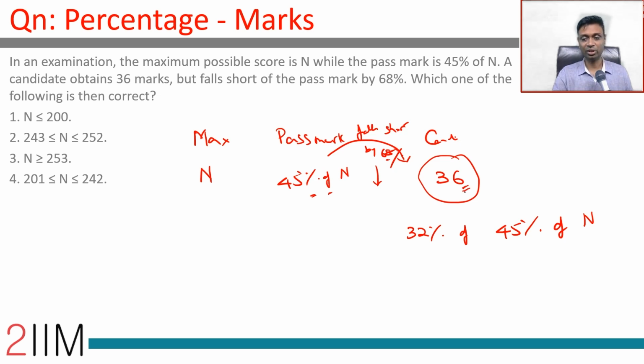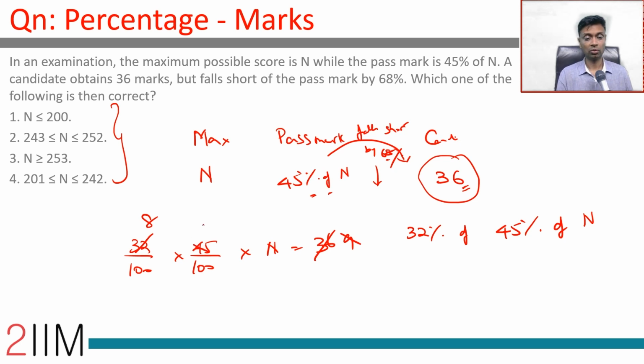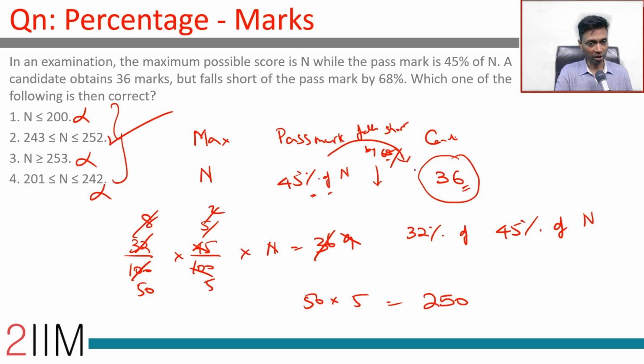This number is 36. With this, we can find n, and then we can see what we need to answer. In this case, the question asks us for something about n. So let's find n. 32 by 100 into 45 by 100 into n is 36. 8 into 5 is 40, which is 2 by 5. 2 by 100 is 50. 50 into 5 is 250. n is 250. So we've got a specific value of n, and these choices should be much simpler. It's not less than or equal to 200. It does lie between 243 and 252 inclusive. It's not this, it's not this. n is equal to 250.